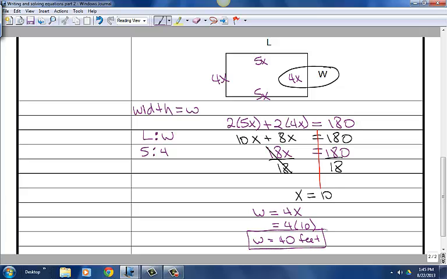Does this answer make sense? Could you have a garden that is 40 feet in width? Sure, I think it makes perfect sense. So there's no answers to eliminate, so I believe I'm done. I'm going to let my answer stay.